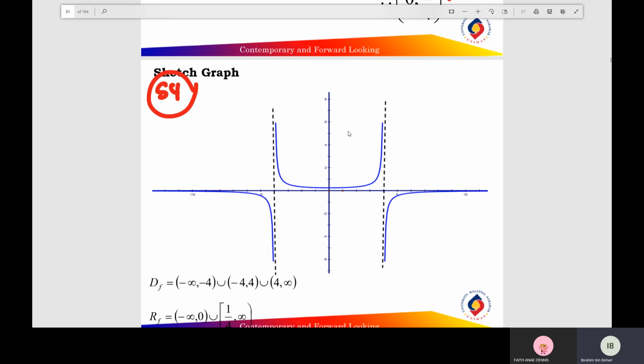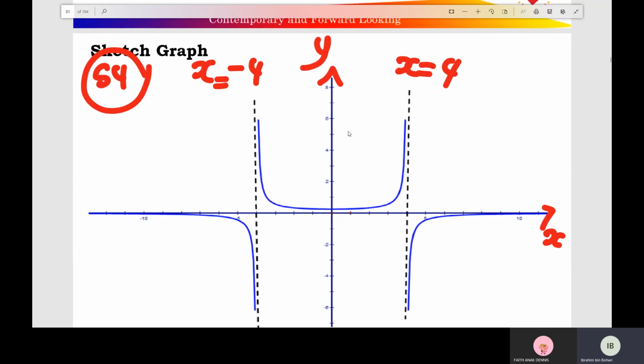So here you label the vertical asymptotes. Here x equals negative 4. Okay, the vertical asymptotes are at plus or minus 4. Okay, and the horizontal asymptote here at y equals 0. Yeah, and the y-intercept of the function at (0, 1/4). So here you label the intercepts, and the x-intercept of the function does not exist.